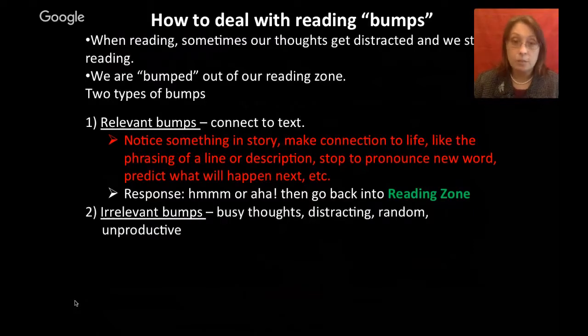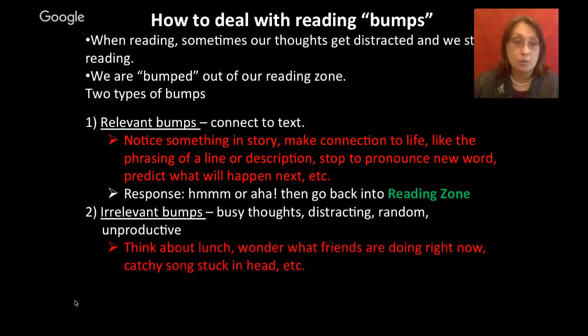Now, irrelevant bumps, these are busy thoughts, distracting, random, they're unproductive, they don't help you with your reading. So, for example, if you're reading and you're thinking about lunch or wondering what friends are doing right now, catchy songs stuck in your head, those are irrelevant bumps, and your response is to swat them away. You want to get rid of those thoughts.